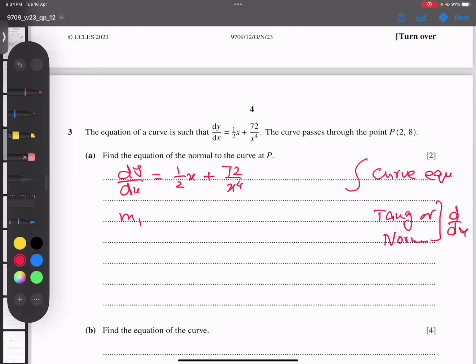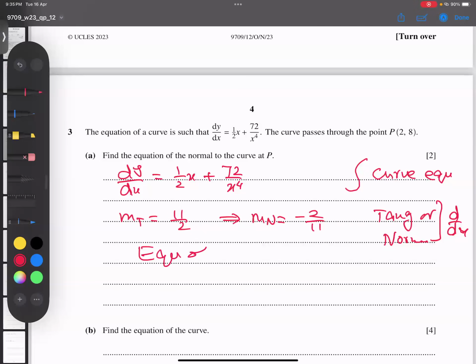It will give me the tangent gradient by default. So when I plug in 2, I get 1, and 72 divided by 2 to the power 4, which is 16. Let me check. 72 divided by 2 to the power 4, plus 1, and I get 11 by 2. So 11 by 2 is the tangent gradient. But the normal gradient becomes negative reciprocal: 2 goes up and 11 goes down, and the sign changes. Negative 2 by 11.